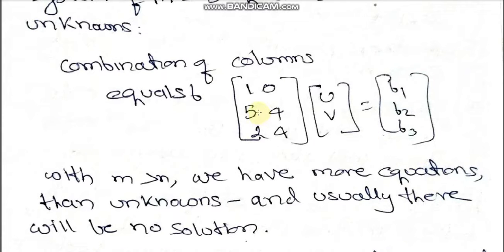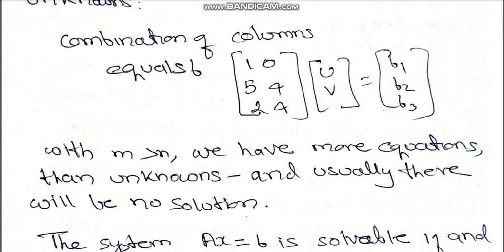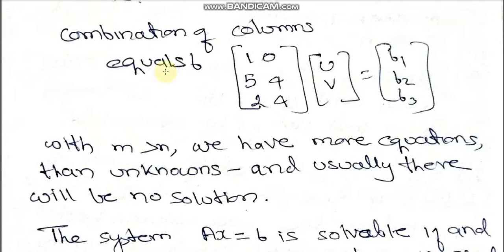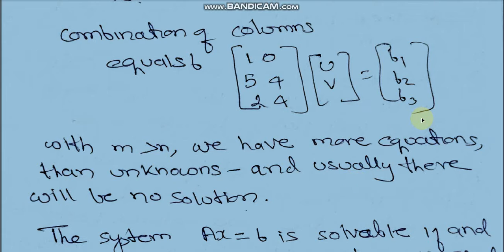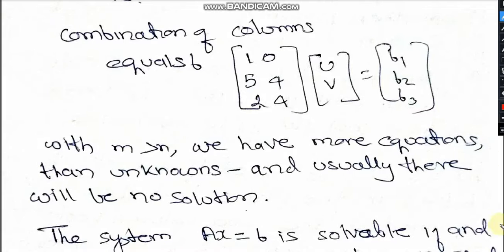So here, when you have more equations than unknowns, there is a chance that you may have no solutions. You may have a solution and you may not have a solution. Most of the time, we may not have the solution.